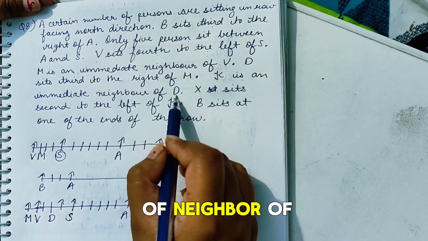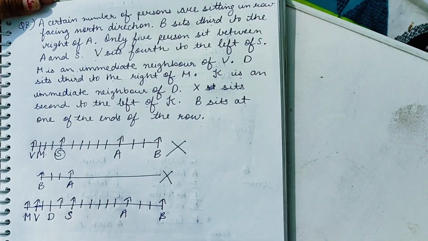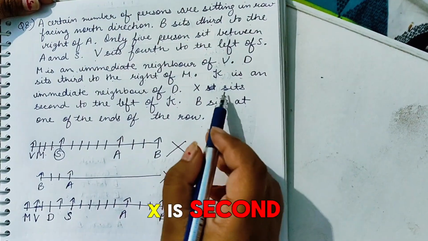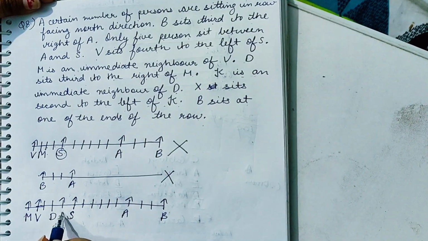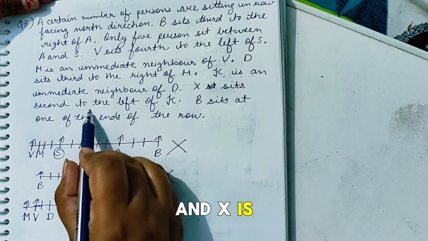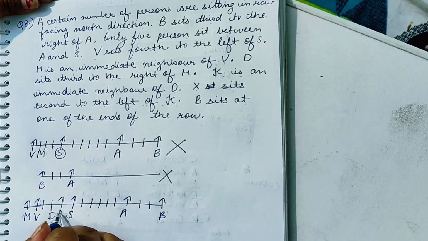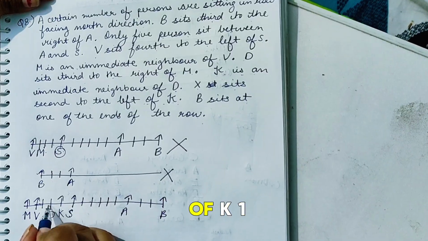K is an immediate neighbor of D. And X sits second to the left of K. 1, 2.